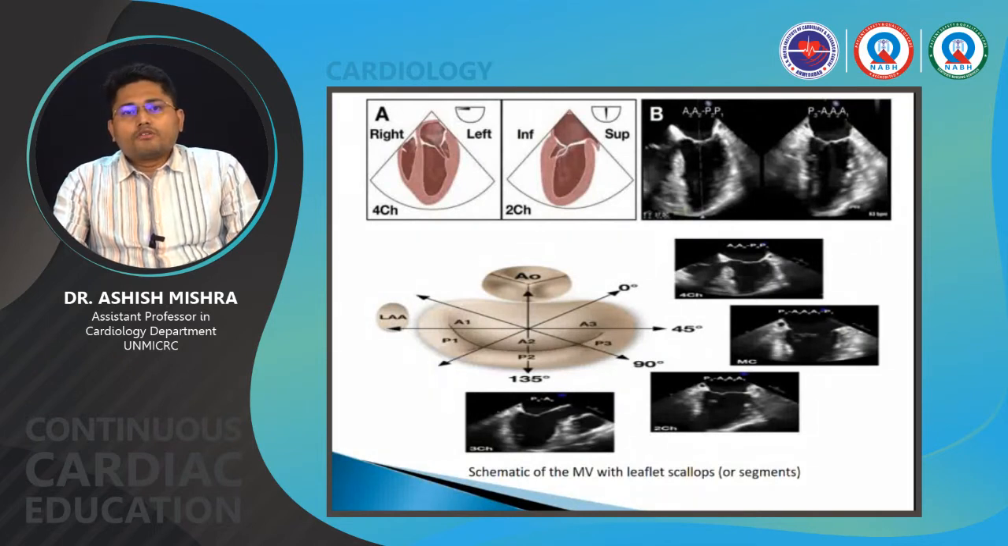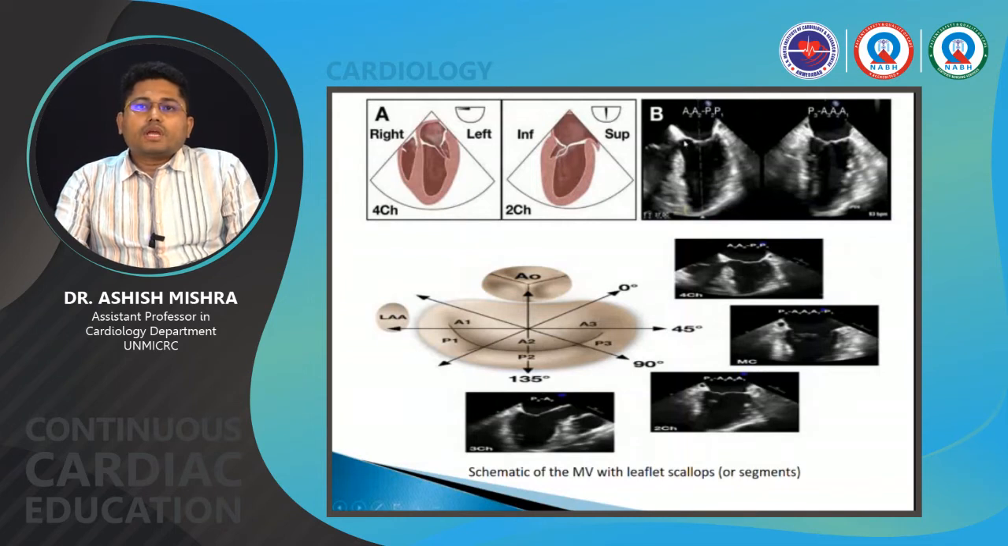So this is the schematic of the mitral valve apparatus with leaflet scallops. What we can see over here is the 4-chamber view and the 2-chamber view. These two images can be obtained simultaneously by doing multiplanar imaging. This is an extension from TEE towards basically 3D TEE.